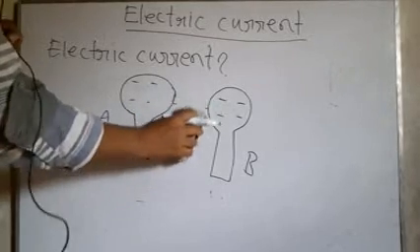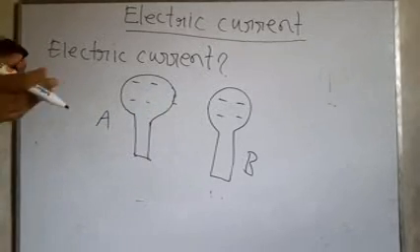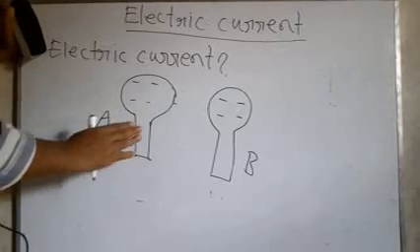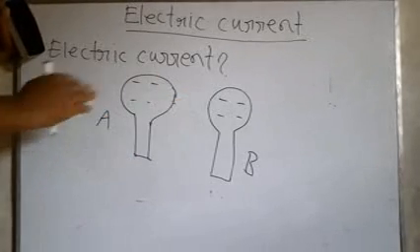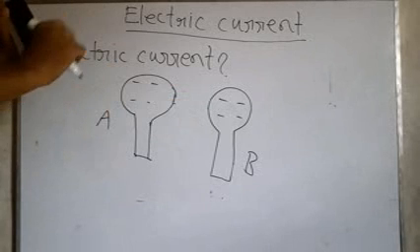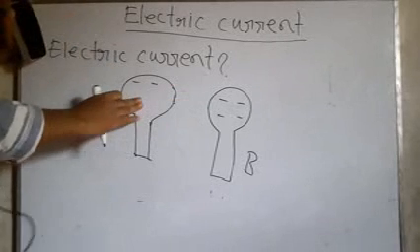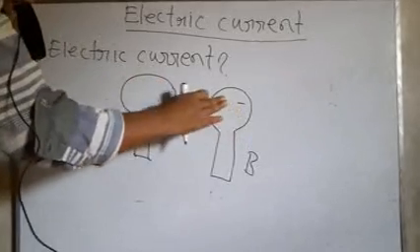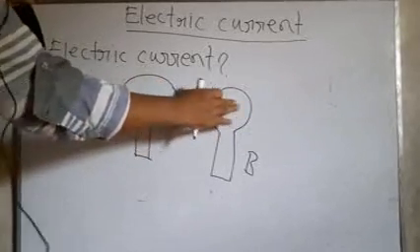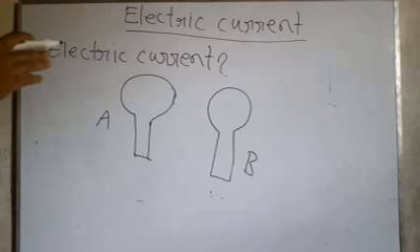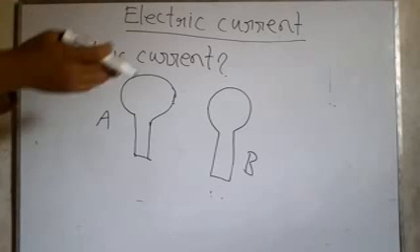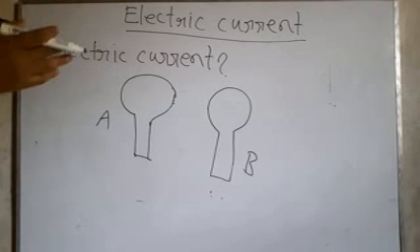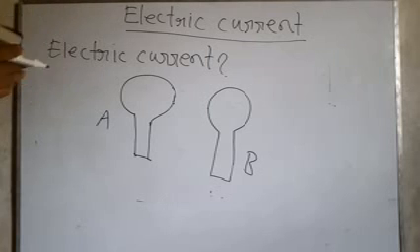If you want a continuous flow of charge, then we have to maintain a potential difference between two bodies, otherwise the flow of charge will not continue. And when the charge is flowing from one body to another body, at a certain time the two bodies' potential will be the same and there will be no potential difference.